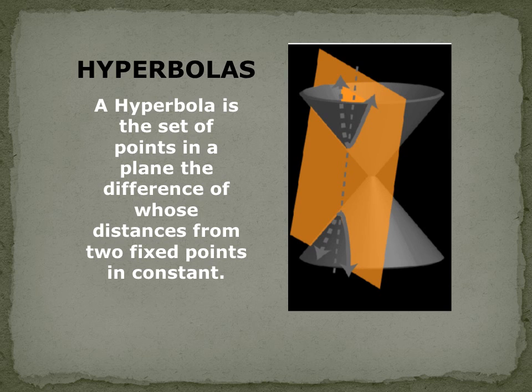Okay, so now we're moving on to our final piece of the conic sections, which is the hyperbola. A hyperbola is the set of points in a plane, the difference of whose distances from two fixed points is constant.